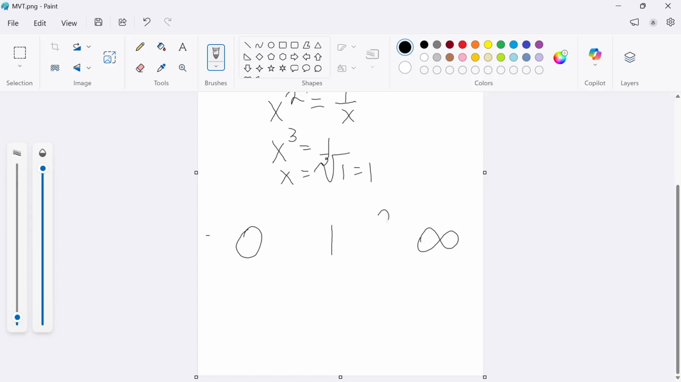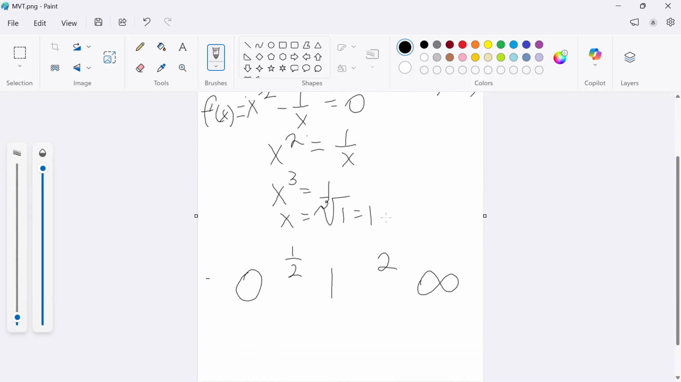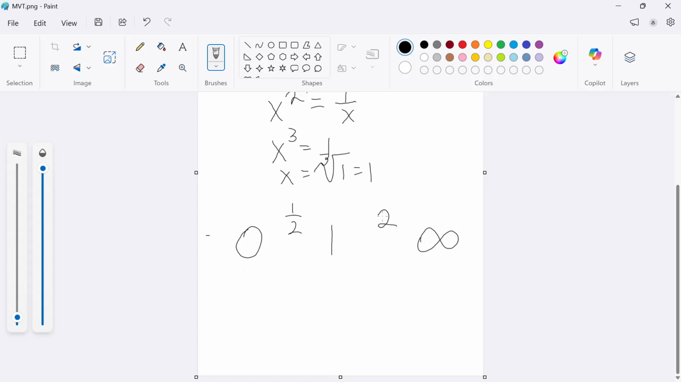I will pick a value of 2 here, and I will pick a value of 1/2 here. And I'm going to plug it into the derivative, x squared minus 1 over x. So 1/2 squared minus 1 over 1/2. So this is 1/4 minus 1 over 1/2, which is 2. 1/4 minus 2, that's negative, so it's decreasing. So from 0 to 1, it's decreasing.